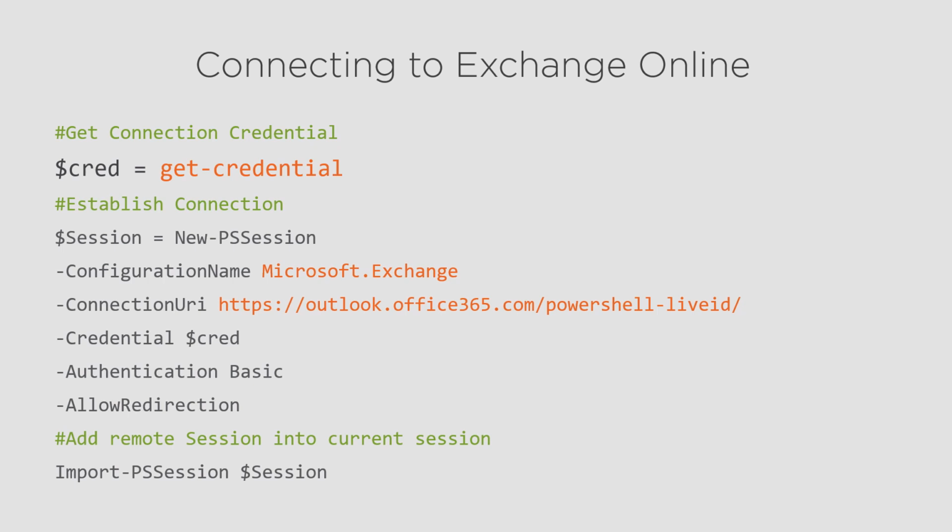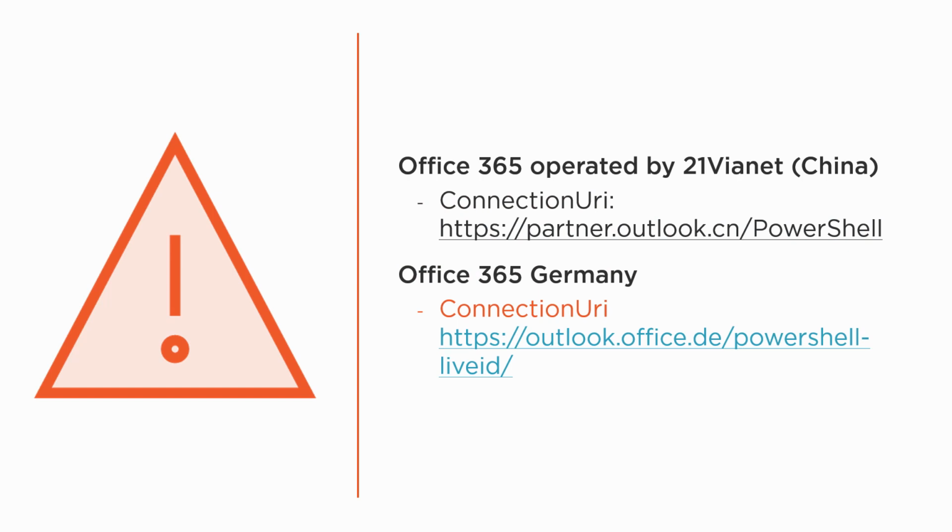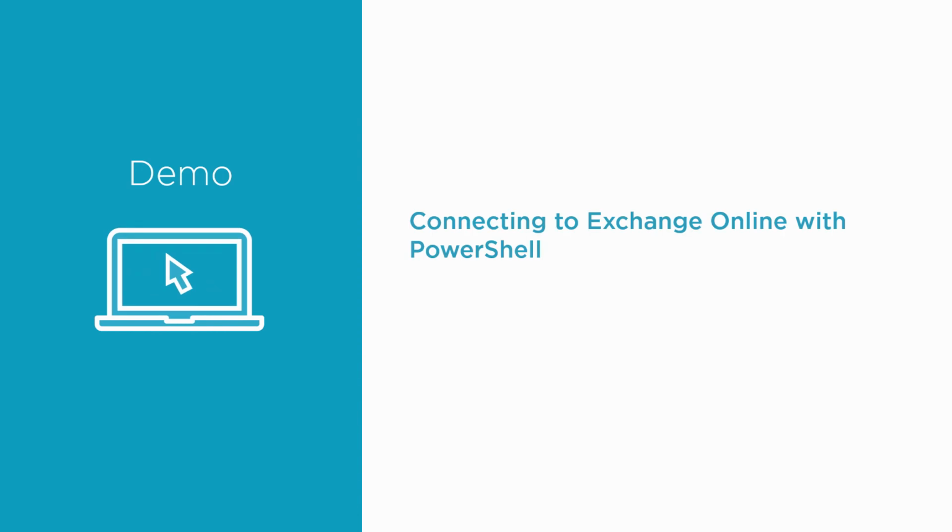This makes sure that every time we connect to Exchange Online, we'll always have the latest version of the commandlets ready to use. Like I said, if your tenant is operated by 21Vianet in China, you'd use this connection URI, and if you're in Office 365 Germany, you would use the one that I have here in the slides. Now that we've seen the basics on how to connect, let's take a look at how to connect to Exchange Online and some basic Exchange Online PowerShell commandlets.